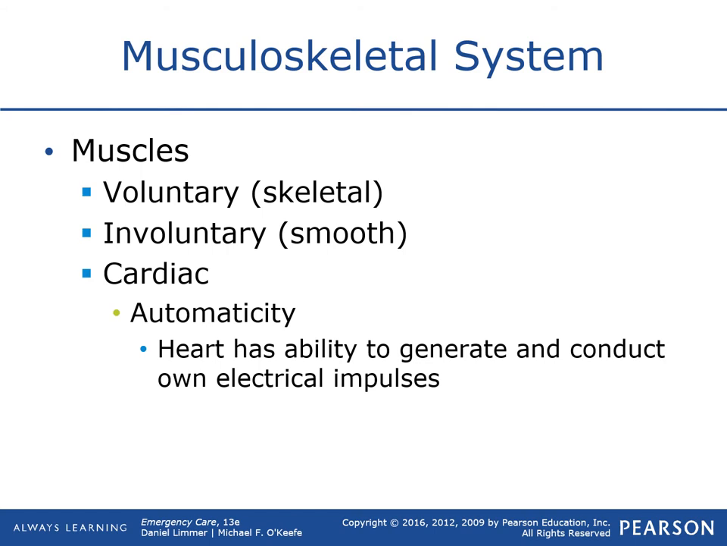A subset of involuntary muscle is cardiac muscle. Cardiac muscle is different and special in a way because it has what we call automaticity. And that means it has the ability to generate and conduct its own electrical impulses. So it can do that on its own without being told to. Cardiac muscle is a form of smooth muscle because it also does not get tired or exhausted. It will keep on going without wearing out.